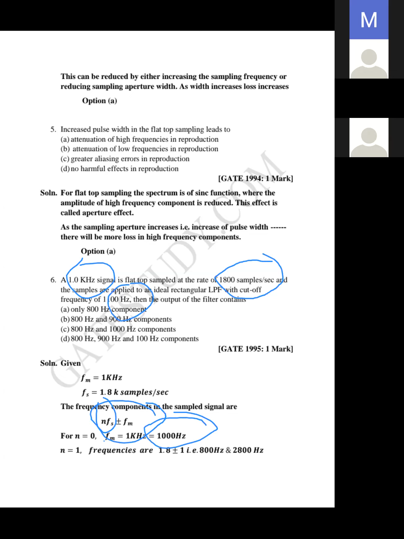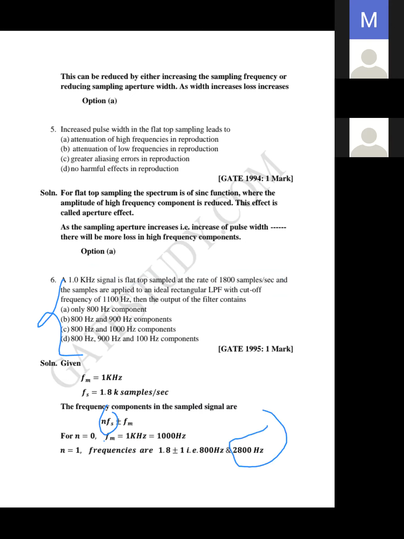Next, substitute n is equal to 1. We keep increasing n values, and then only will we get the desired frequency range. They have given 4 options, and we need to find which one is correct. For n is equal to 1, 1 times 1800 is 1800 hertz, plus or minus 1000. If you add 1000, you get 2800. If you subtract 1000, you get 800 hertz. So we got 2 frequency components when n is equal to 1.